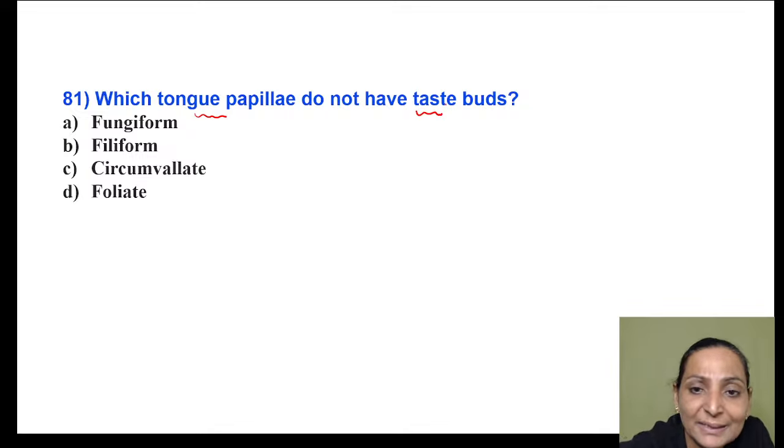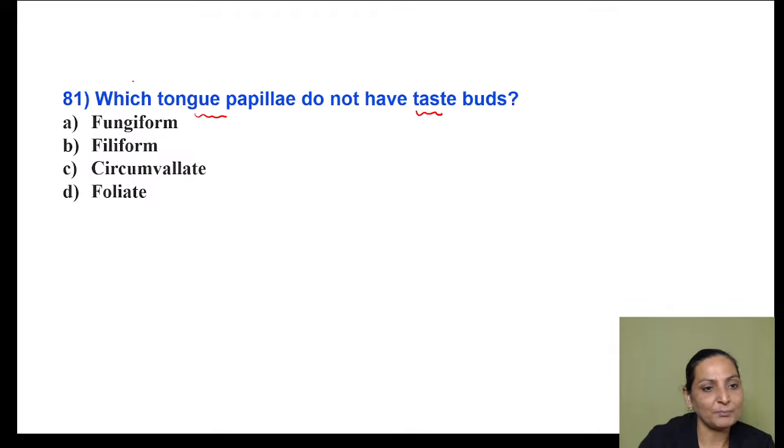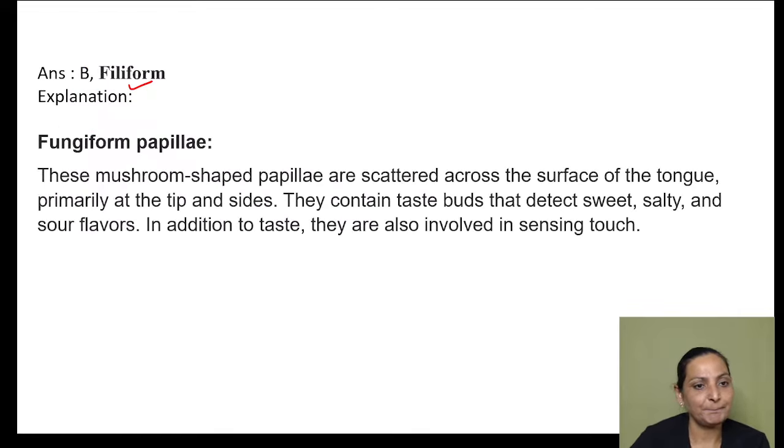You know that taste is the function of the taste buds. Fungiform, filiform, circumvallate, or foliate, and you will be surprised that these are PYQs. So the correct answer is filiform. Okay, so the filiform do not have taste buds, right?